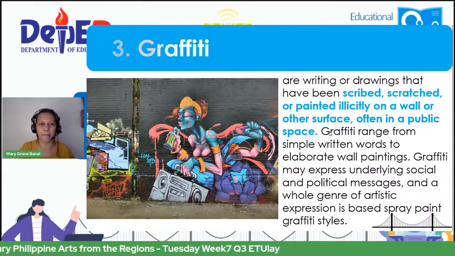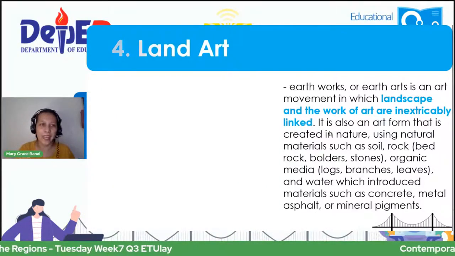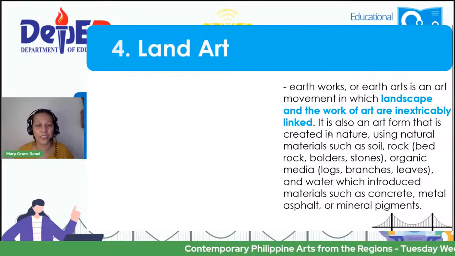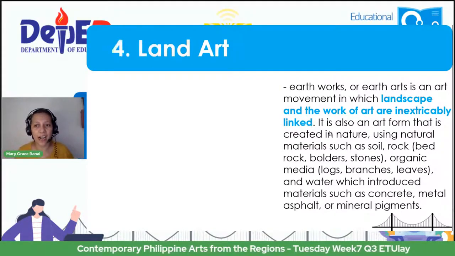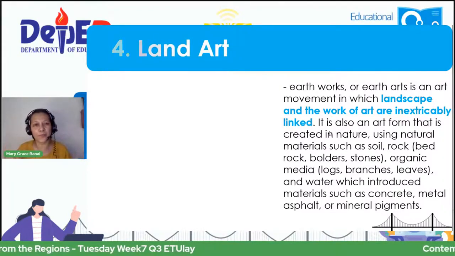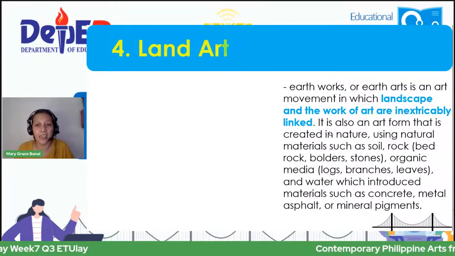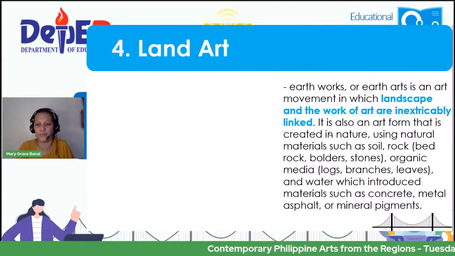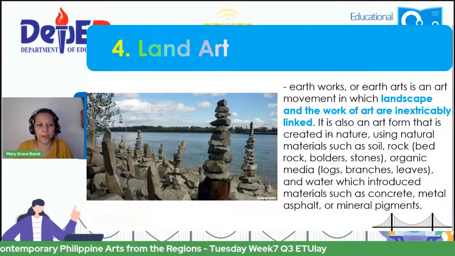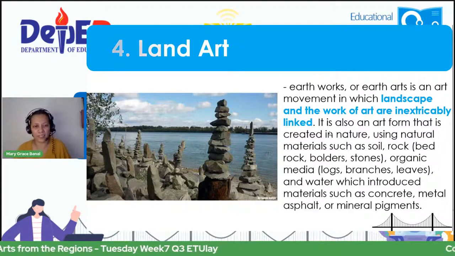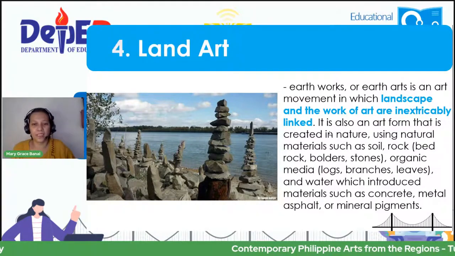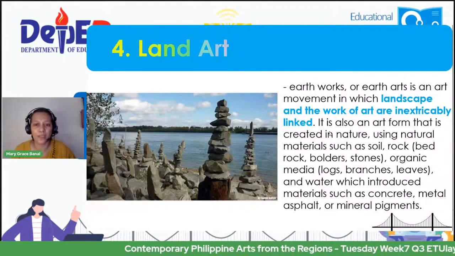Okay? And then, number 4, we have land art. So land art, literally land, the earth itself. Okay, it is an art movement in which landscape and the work of art are inextricably linked. Okay, so mismong, usually even the natural formations that we have can be considered as land art. Pero pwede rin namang may human intervention. Okay, for example, itong mga to, no, rocks put above one another, na hindi natutumba. There's a sense of balance among these rocks, okay, or stones. Now, this can be considered, or this is an example of land art.